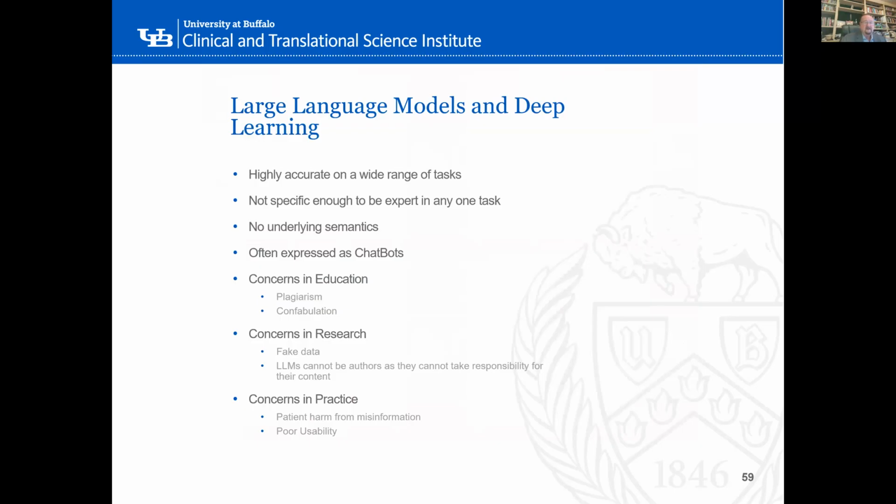And then all of a sudden, large language models hit, and these are highly accurate at a wide range of tasks. They're not specific enough to be an expert in any one task. They have no underlying semantics, and they're expressed as chatbots. The concerns in education are plagiarism and confabulation. Concerns in research are fake data, and LLMs cannot be authors as they can't take responsibility for their content. And concerns in practice are patient harm from misinformation and poor usability.